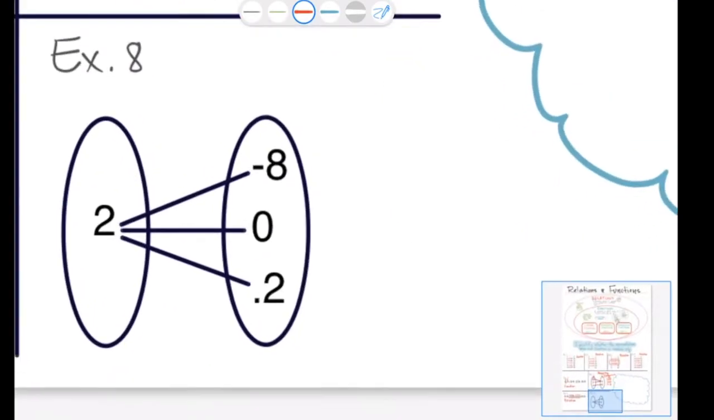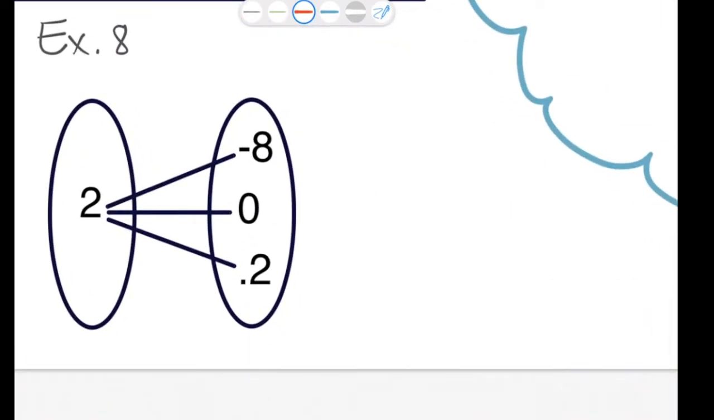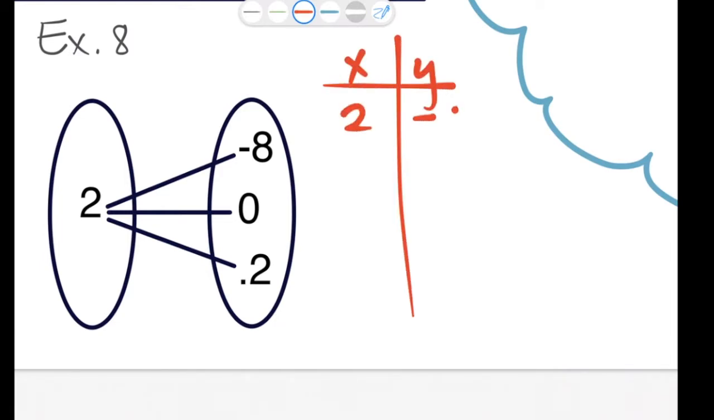And finally, let's look at this one. If we were to rewrite this as a table, 2 has an output of -8, 2 also has an output of 0, and 2 also has an output of 0.2. So there's no certainty in this relation, so therefore it is non-functional, or it's a relation only.